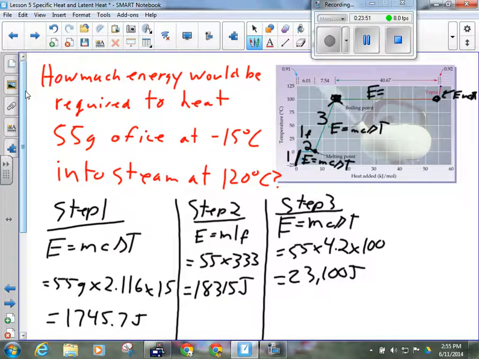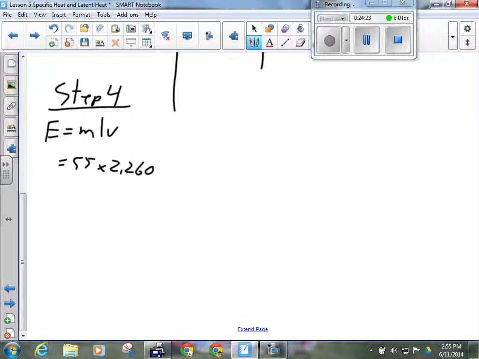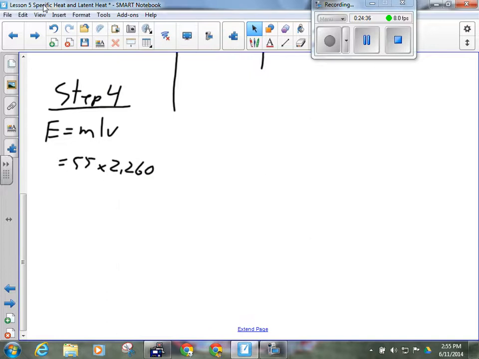What formula do I use there to calculate the energy? MLV, right? Okay, because now I'm vaporizing the water. So I use the latent heat of vaporization. All right, so for step 4 then, here's what we got. E equals MLV. 55 times 2,260 joules per gram. All right, so we got 124,300. Right? And that's joules. Okay, so that's step 4.